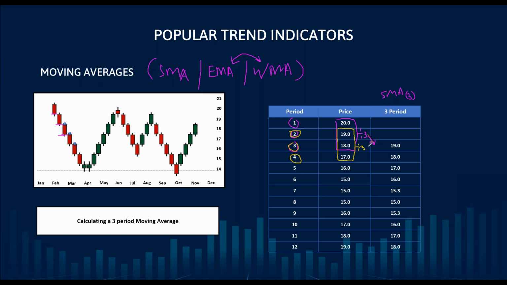And then they take 19 plus 18 plus 17, divide by 3, you get the average of 18, and then it's plotted on the graph. Right?